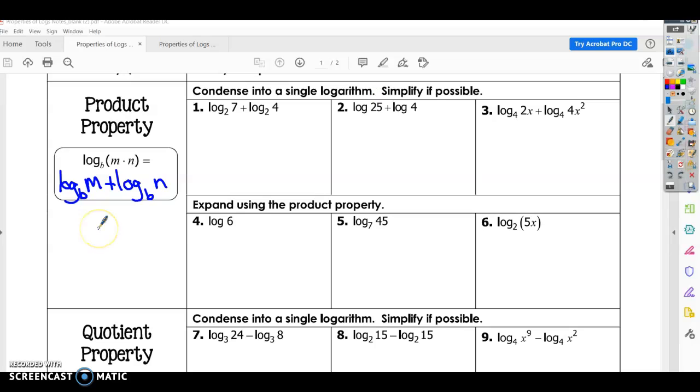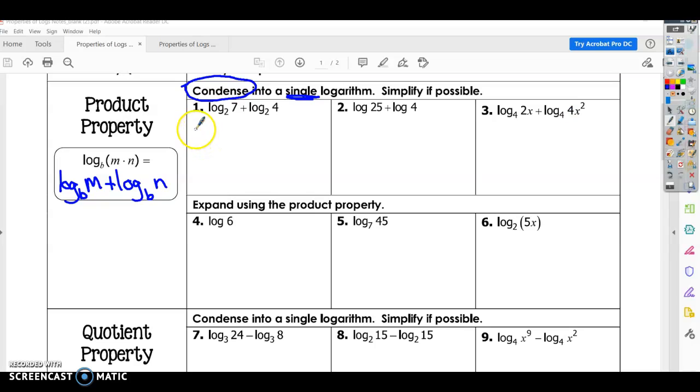All right, so using this property, if we go from addition to multiplication, we are condensing, which means we're going to have a single logarithm, okay? Which means we're only going to write log base 2 one time. And we can only condense these when they have the same base. So you'll notice that these both have base 2. These are both base 10. Remember, these are a common log because there's no base. We assume it to be a 10. These are base 4, and so on and so forth.